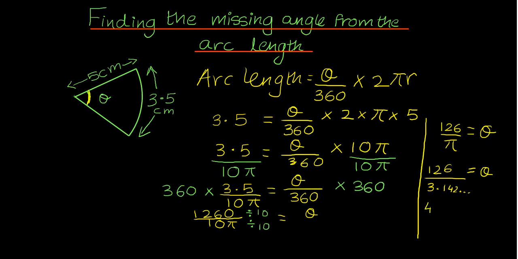So theta would be 40.11 degrees to 2 decimal places. And that's how you find a missing angle when the arc length is given.